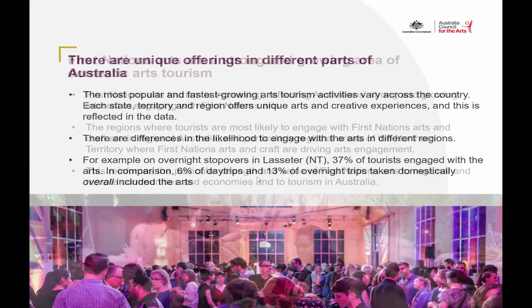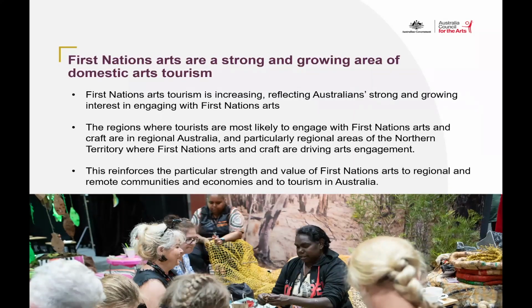So along with the strong trends in regional Australia, First Nations arts tourism is also strong and growing. As we know from our last National Arts Participation Survey, Australians' interest in First Nations arts is growing, which is also reflected in the data here. What's interesting is that the regions where tourists are most likely to engage with the arts are in regional areas of the Northern Territory, where the arts engagement is driven by First Nations arts. Coming back to Lassiter as an example, more than a quarter of all visitors to the region attended or engaged with First Nations arts. And it reinforces the particular strength and value of First Nations arts to regional and remote communities, their economies, and to tourism in Australia overall.